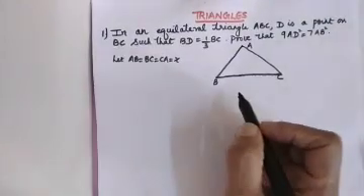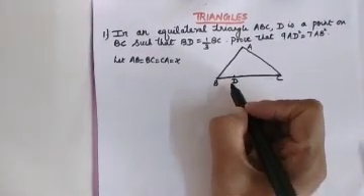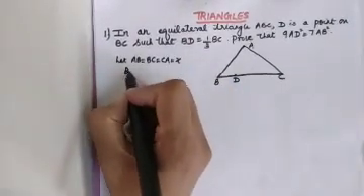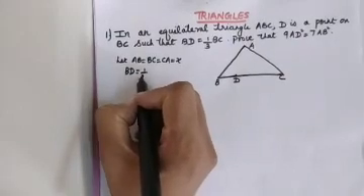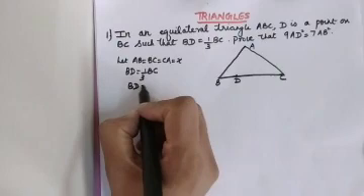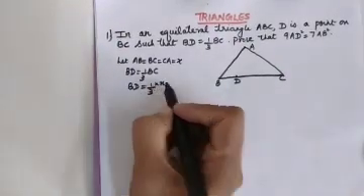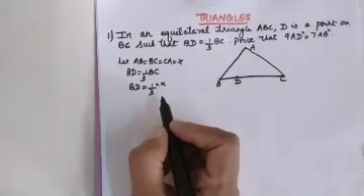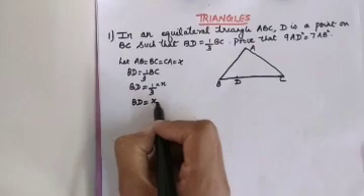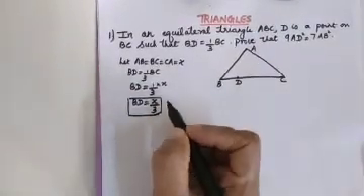Now D is a point on BC. So on BC we will mark a point D such that BD is equal to 1 by 3 BC. It is given BD is equal to 1 by 3 BC. BC is taken as X. So BD is 1 by 3 of X, or BD is equal to X by 3. You have got BD is equal to X by 3.